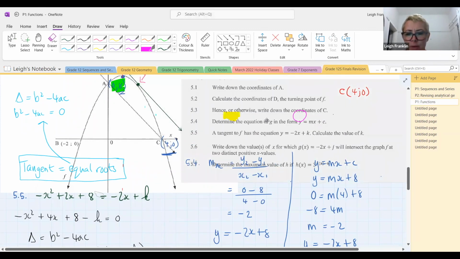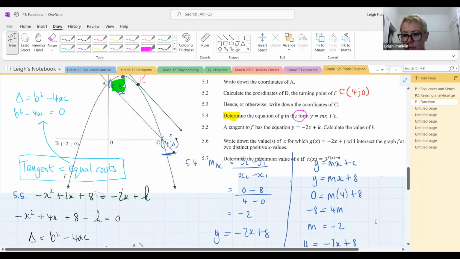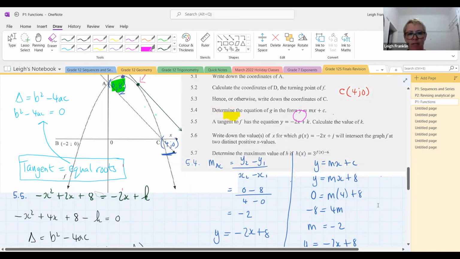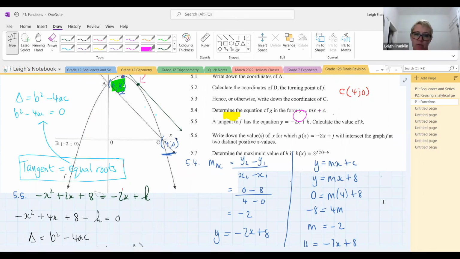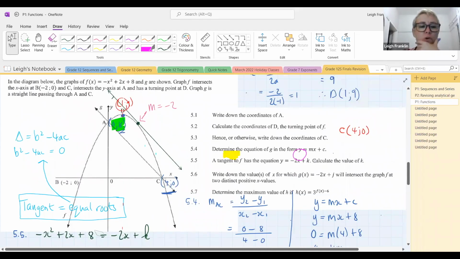Okay, so the next couple of questions, we'll just keep going for another couple of minutes or so. I don't know if I'll be able to do the last question with you, but let's see if we can finish off 5.6. They've asked us to write down the values of x for which g of x equals minus 2x plus j will intersect the graph f at 2 distinct positive x values. So this is one of those more difficult interpretation kinds of questions.